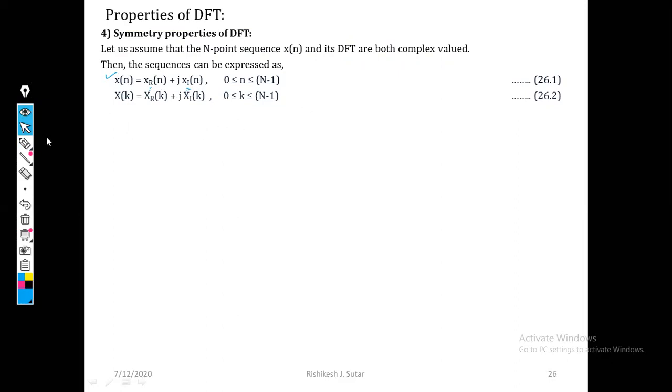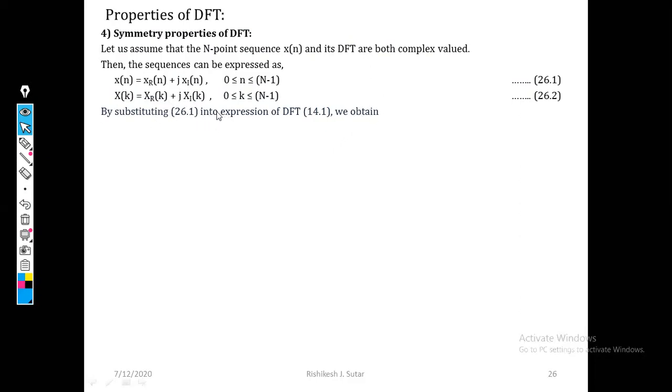Similarly, I can consider its DFT also, x of k with its real part xr of k and with its imaginary part xi of k. So this is the input for this property, that is, I have considered the discrete time sequence and DFT both in complex version, that is x of n is equal to xr of n plus j xi of n, and x of k is equal to xr of k plus j xi of k.